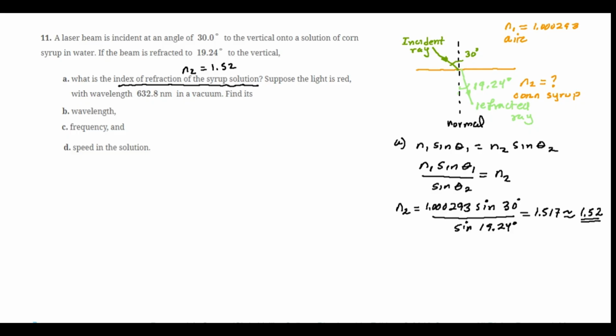Now, they give us some more information that is going to be important to calculate the other part of the problem.